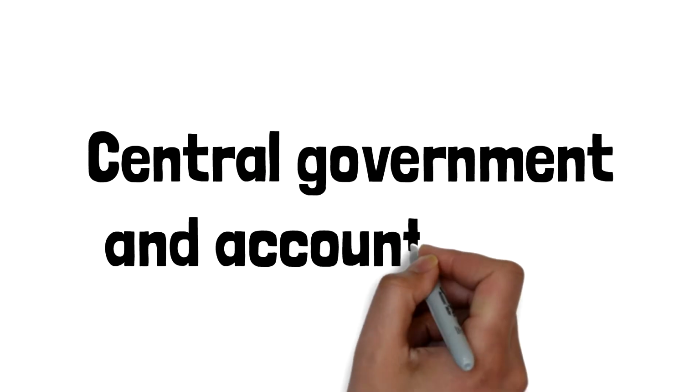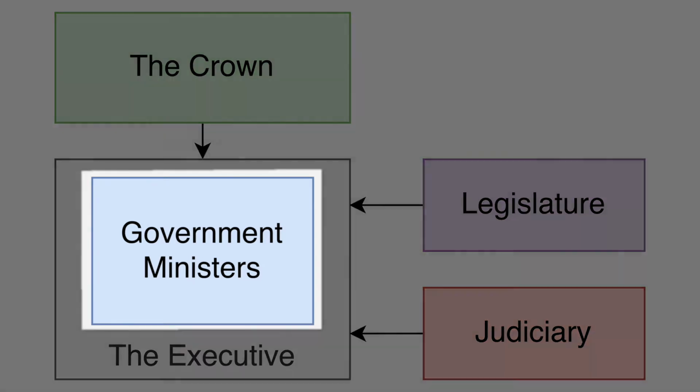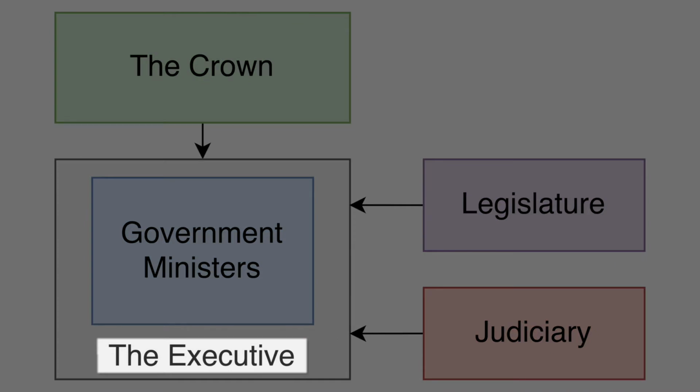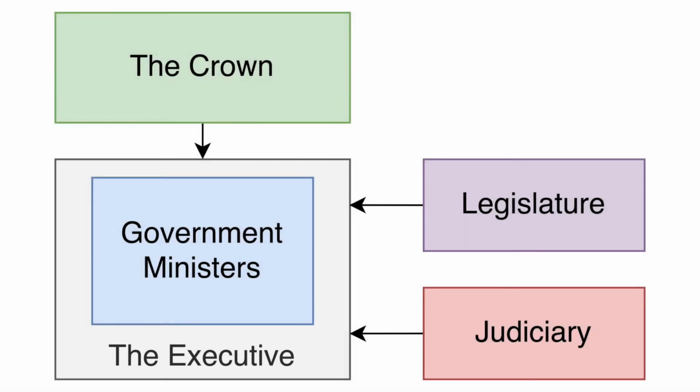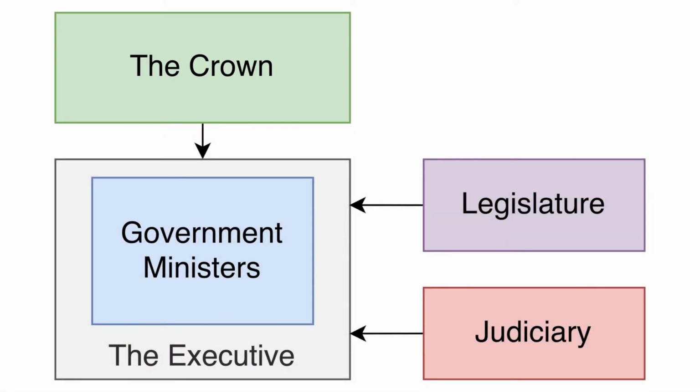Central government and accountability. Central government means government ministers and their government departments, constituting the executive. The work of central government is carried out in the name of the Crown, meaning that central government acts on behalf of the Crown.